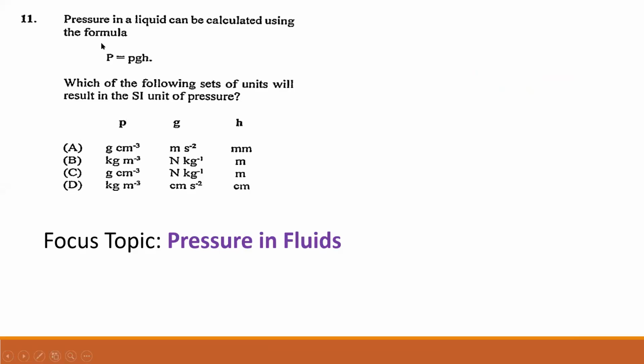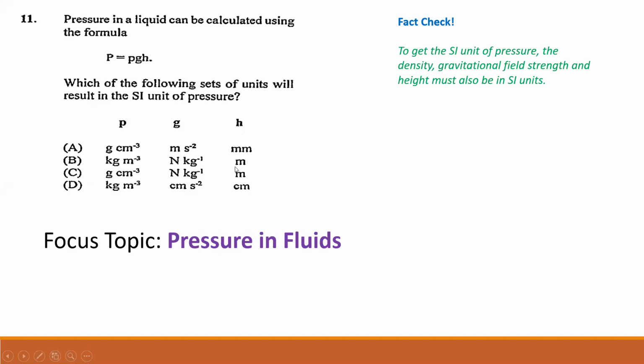Number 11, pressure in a liquid can be calculated using the formula P equals rho g h. Which of the following sets of units will result in the SI unit of pressure? All your quantities should be in SI units. Rho is the density, so its SI unit is kilogram per cubic meter. g is measured in newtons per kilogram, and h is measured in meters. So the answer should be B.